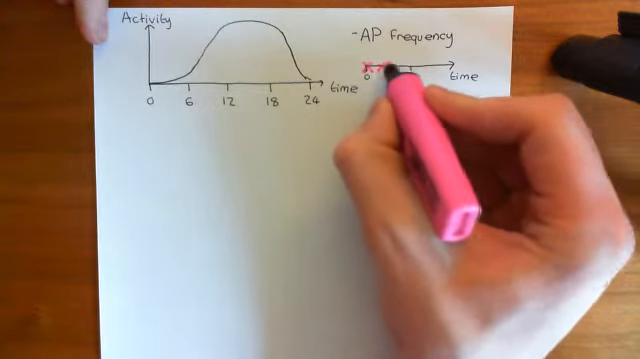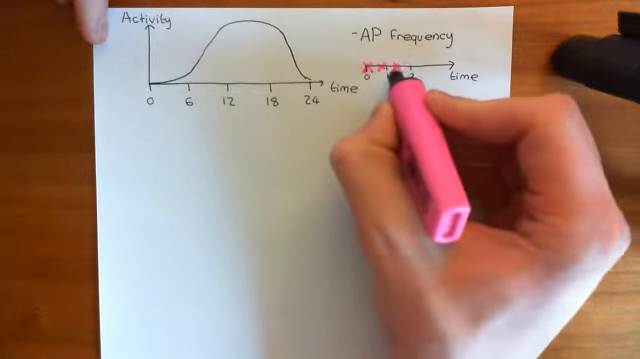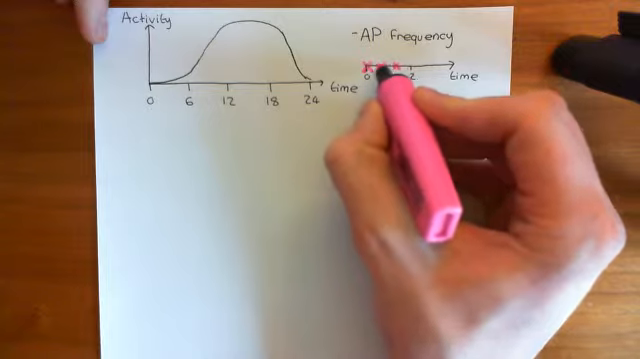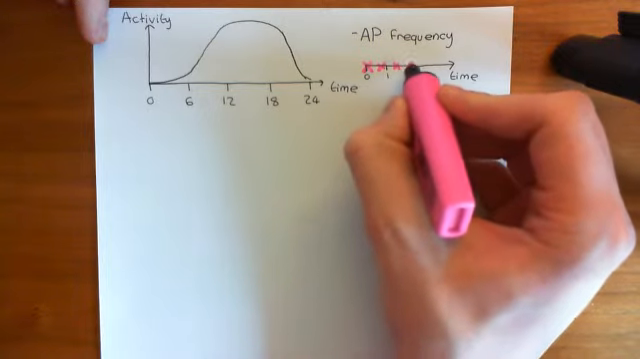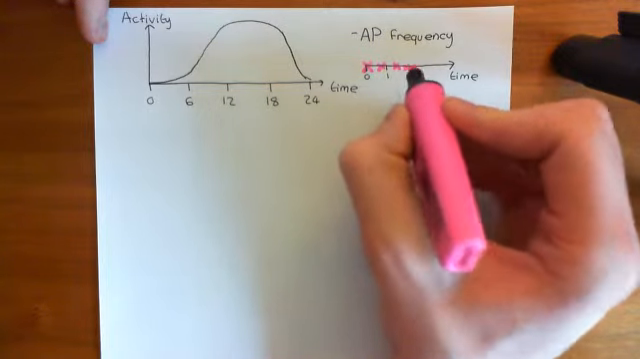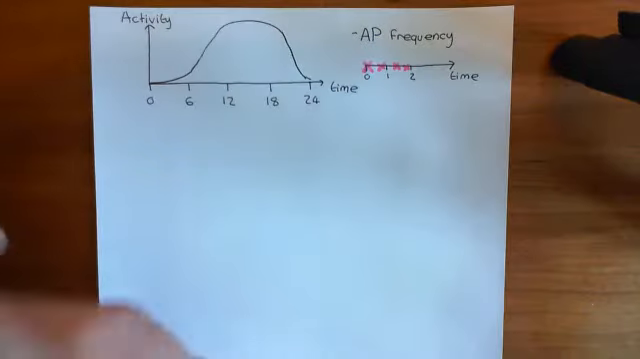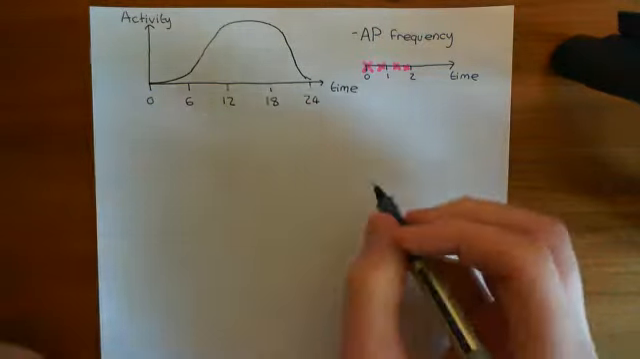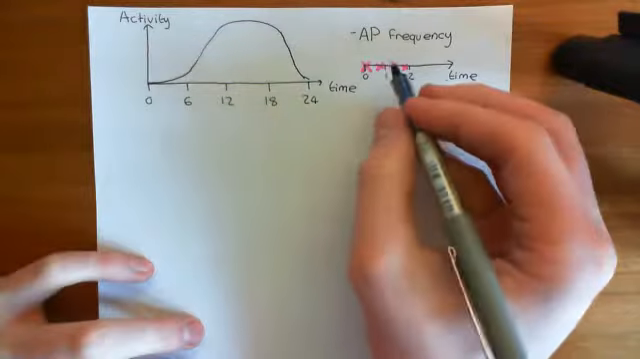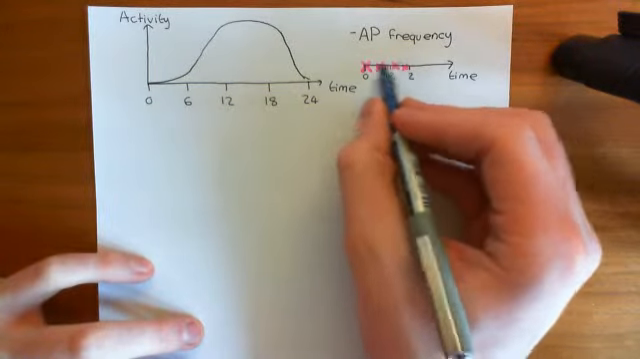So let's say it's firing action potentials at roughly about 1 every second, or a little bit higher than that. Maybe around 4 every 2 seconds, that kind of thing. 1 every half a second, maybe, around there.